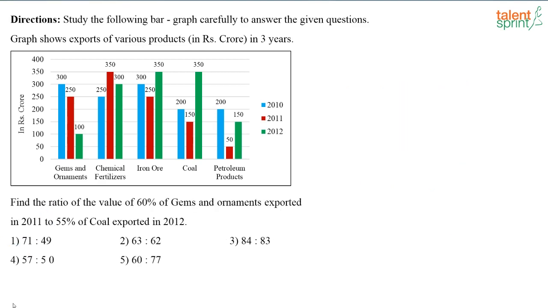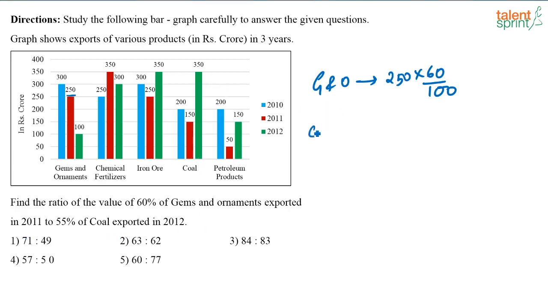Got it? Next one. Find the ratio of the value of 60% of gems and ornaments exported in 2011 to 55% coal exported in 2012. 60% gems and ornaments exported in 2011. So if you see in 2011, 250 crores is the total exports of gems and ornaments. So gems and ornaments, total is 250, 60% of that, right? That is what you have to find out. Now next, 55% of coal in 2012.